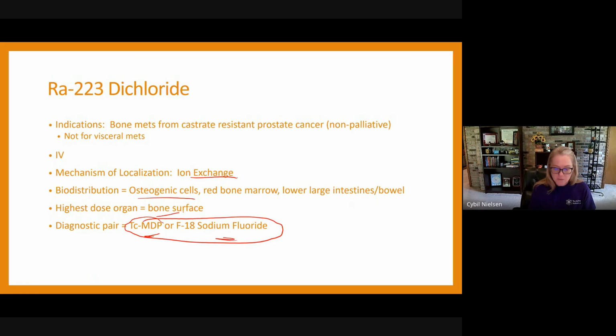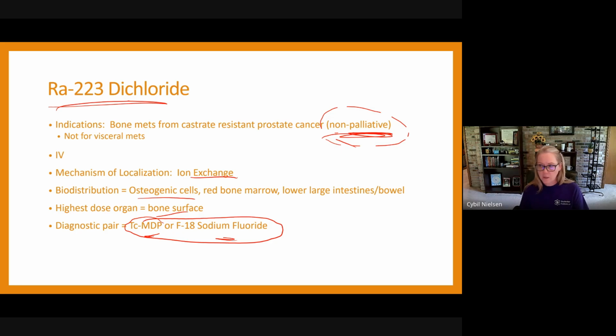Mechanism of localization I've given to you and all that. The other thing to know about radium-223 dichloride, because we have 2 agents that are for bone cancer, this one and strontium-89: radium-223 is non-palliative, which means it does something more than just take away pain. Strontium-89 is only palliative. So what does this do other than take away pain? It actually extends life. They've done studies to show that there is a benefit.